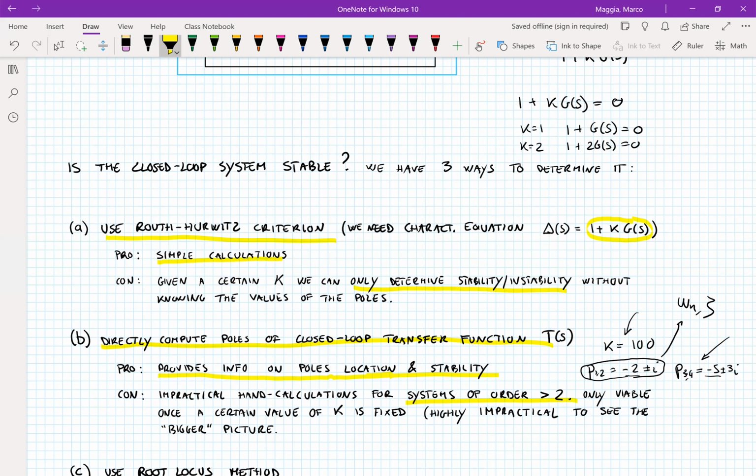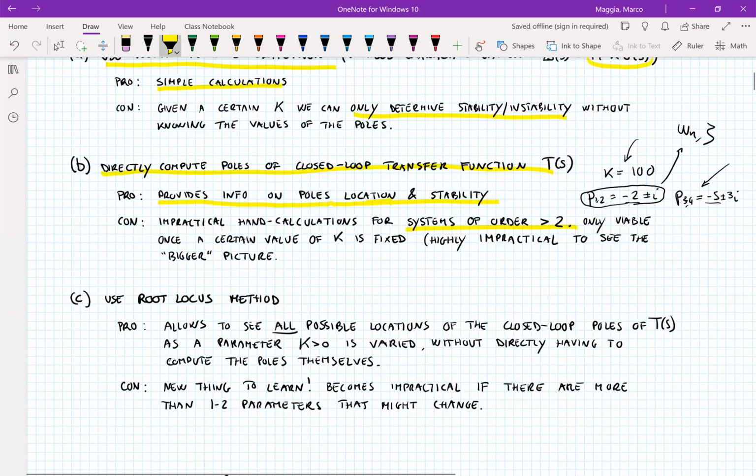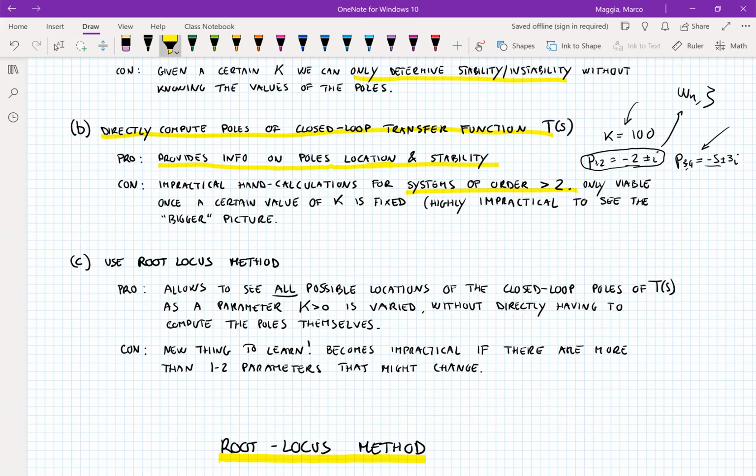However, let me repeat once again, if we want to just slightly change the value of k to see how the system and its performance change, it becomes a little bit impractical. So there's a third option, which is the root-locus method, which gives us the chance to take a look at the bigger picture. And what does that mean?